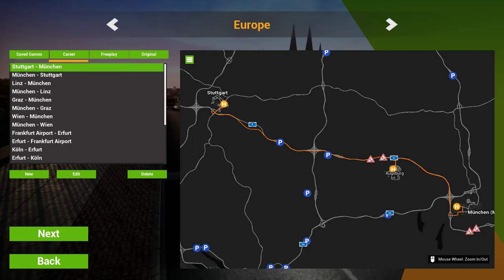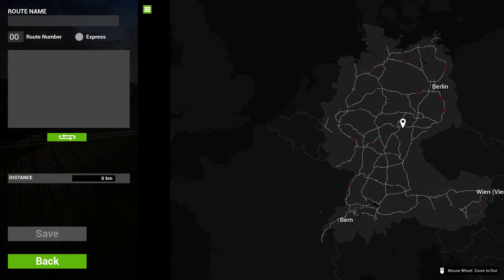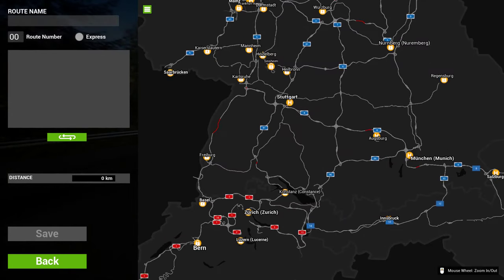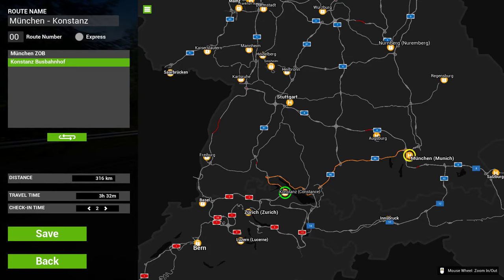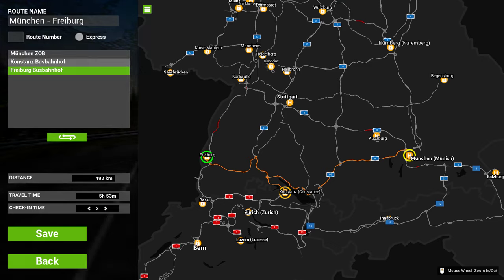We're going to create a new route. I was thinking about where we might go, and I think what I'm going to do with this one is go München to Konstanz up to Freiburg. It's quite a long route, nearly 6 hours, 492 kilometres. It's about the same as the one we did to Vienna, I think. So, route 19. Let's go to our spreadsheet.